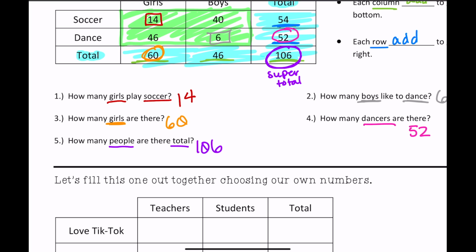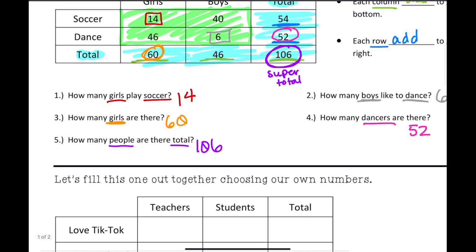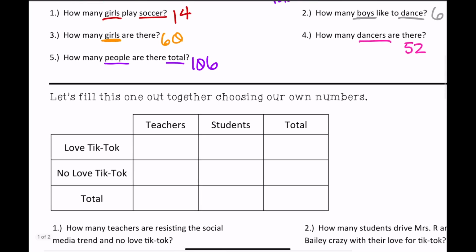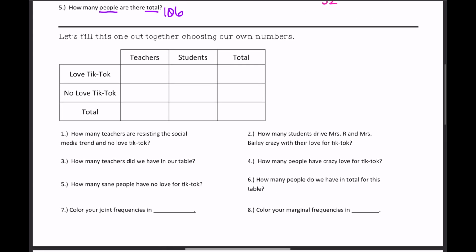So again, whenever you don't see all the information, and it just says, hey, how many people are there in total? How many people were interviewed? How many people were surveyed? You're looking for your super total, okay? Because it's trying to figure out how many people in general there were. And your super total basically adds up everything in here.